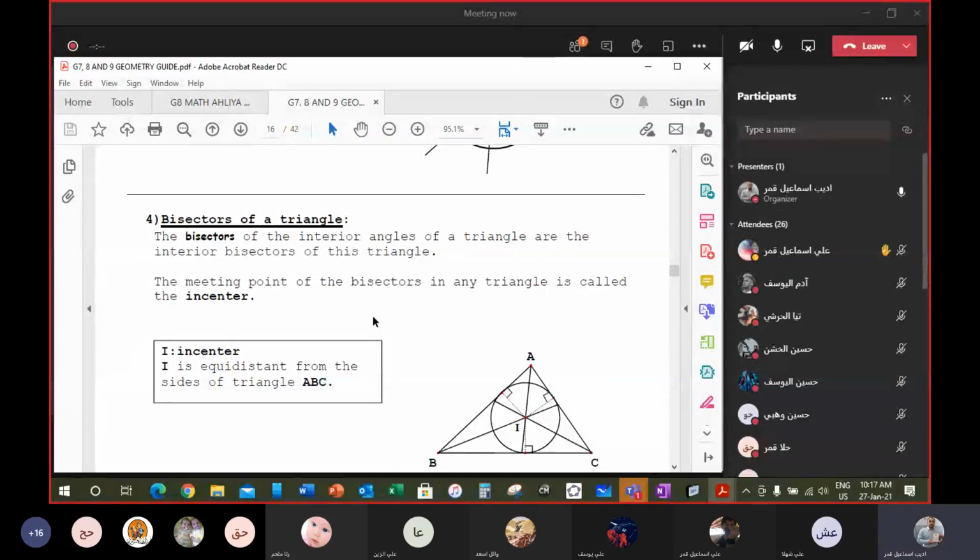Okay, bisectors of a triangle: the bisectors of the angles. The point of intersection of the bisectors is called the incenter because it is the center of the inscribed angle in a triangle. How do I draw the inscribed angle? First I determine the incenter, then I go back and take from it the perpendicular.